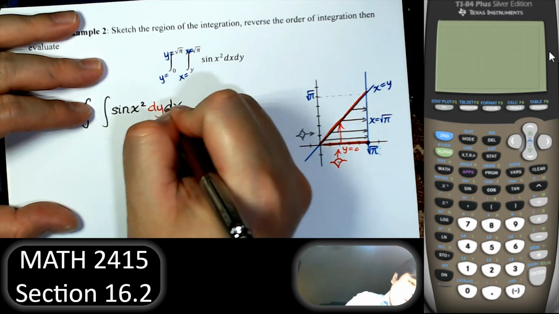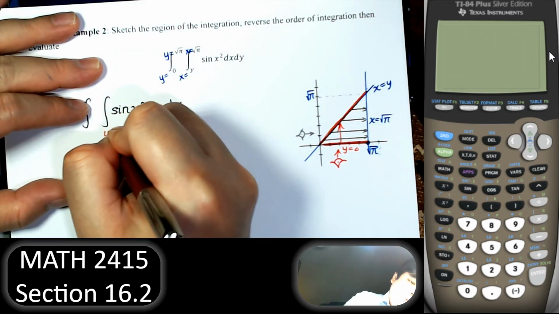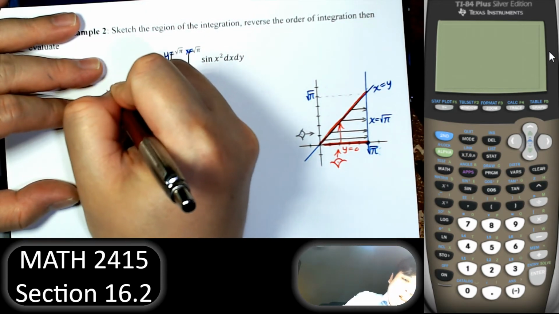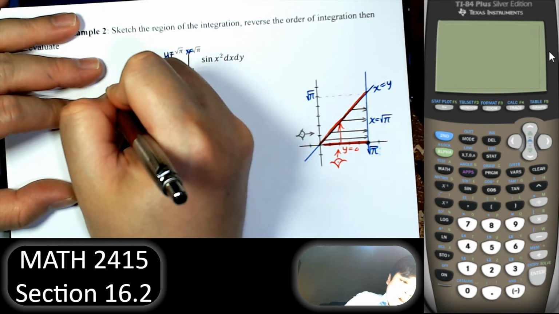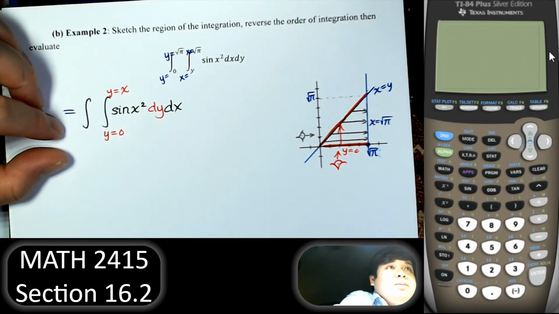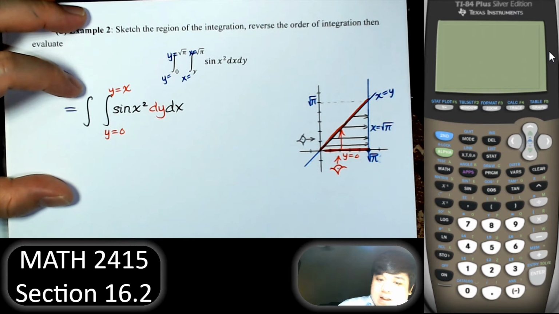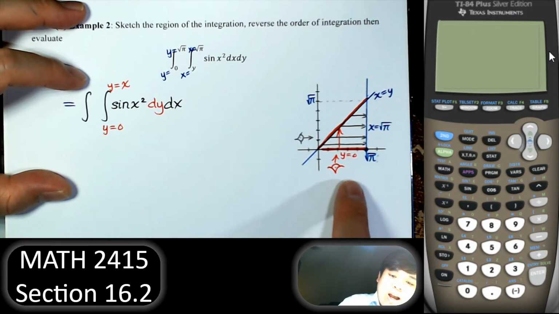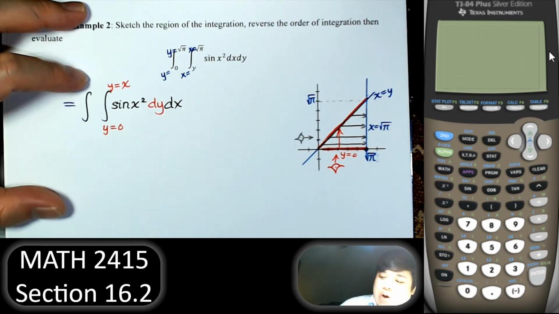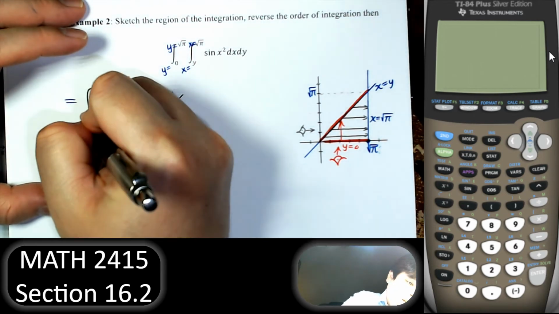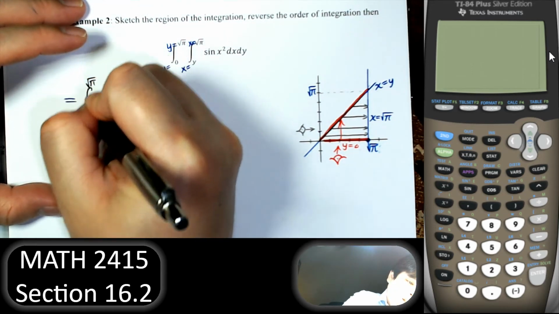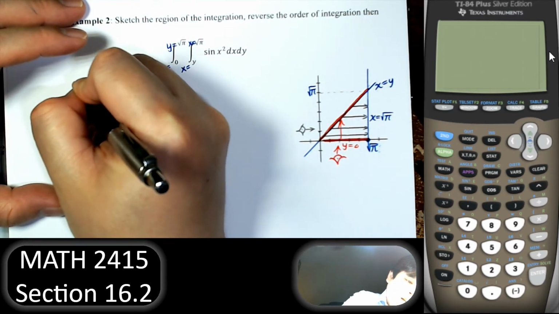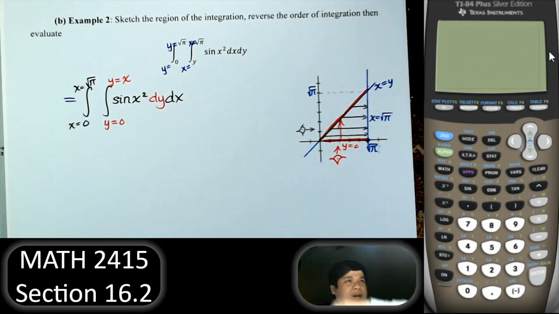So if we put dy in the middle, there are two functions of y, and then the limits on the outside for x, from x equal to 0 to square root of pi. Those are the limits for x. They'll say, yeah, it's not a big deal, right? So how did that help?